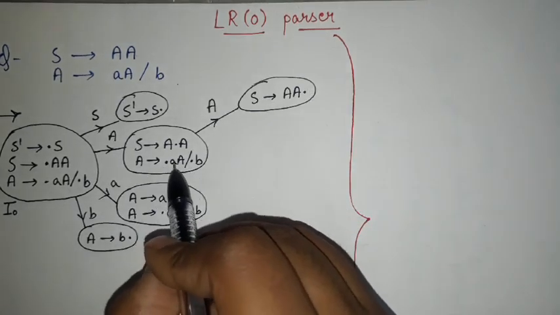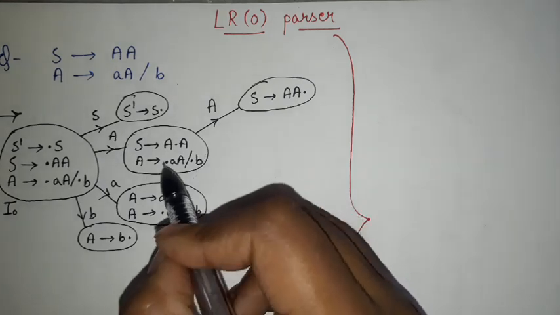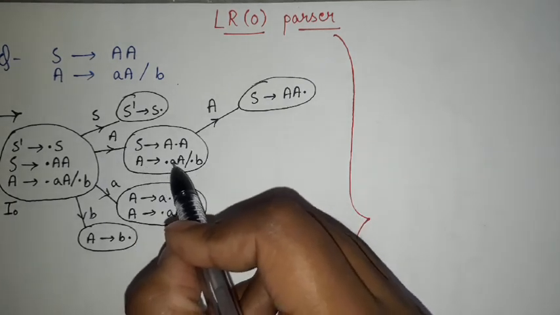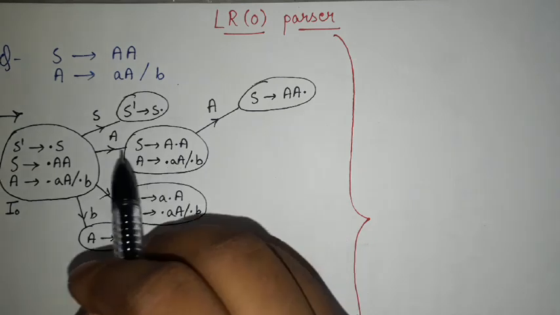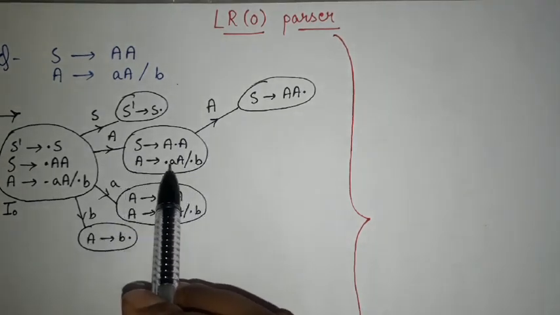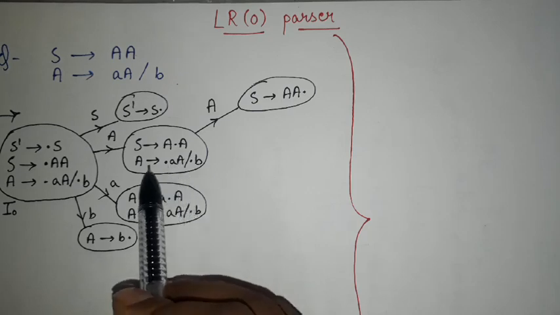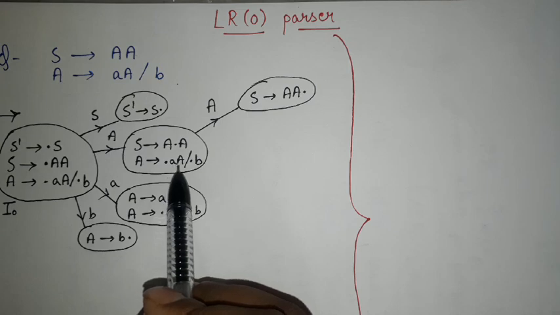Now A gives dot aA. Again I will parse this small a. So if I parse this small a again, I will get A gives a dot capital A. After parsing this much, I will get A gives a dot capital A.